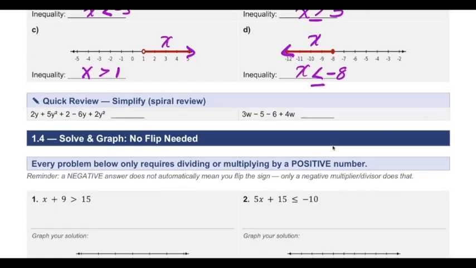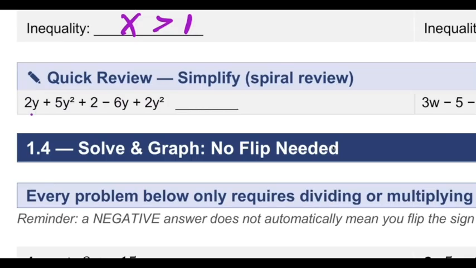Okay, next, a little review. So we're going to simplify. We're going to add like terms. So I'm going to start with the x squared. 5x squared can be added to 2x squared. That gets me 7x squared.